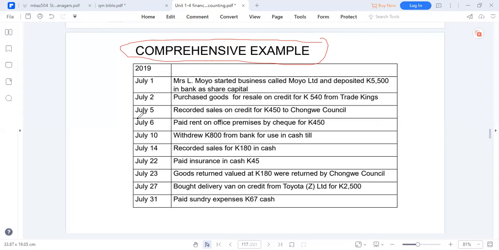Now, July 2, purchased goods for resale on credit for 540 from Trade Kings. So we bought goods from Trade Kings. So you're going to open two accounts. One account you're going to open is the purchases account. Then the other one is the Trade Kings account. Now, since we bought from Trade Kings, these are our creditors. When we see them, we should really be running away if we fail to pay them.